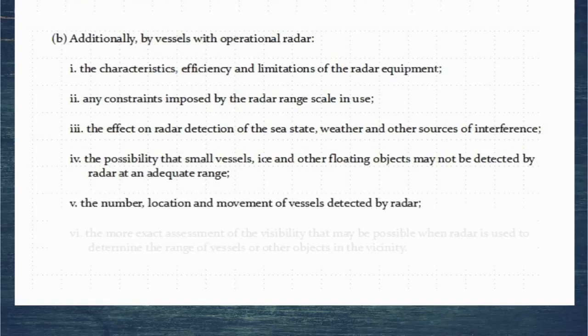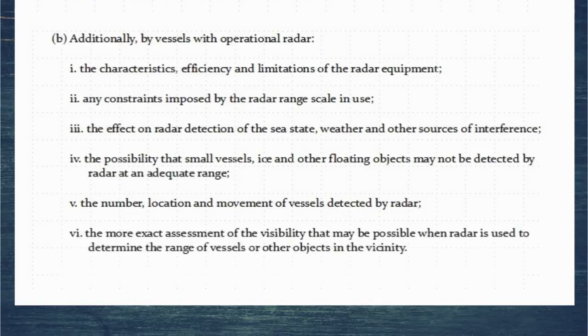The number, location, and movement of vessels detected by radar. This goes back to the traffic that we discussed in the first paragraph. If you've got more vessels, of course you're going to want a slower speed so you can take action. And the more exact assessment of the visibility that may be possible when radar is used to determine the range of vessels or other objects in the vicinity. This again goes back to the first paragraph where we're using the visibility to determine a safe speed. You can use your radar to get an exact reading of that, and that is going to affect your judgment.